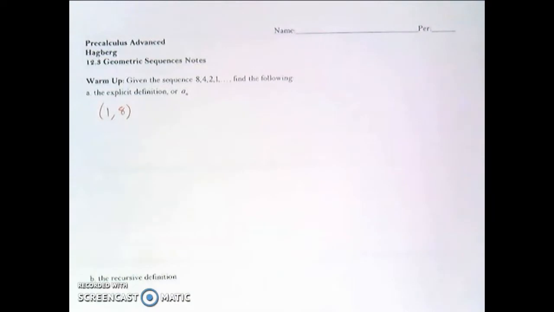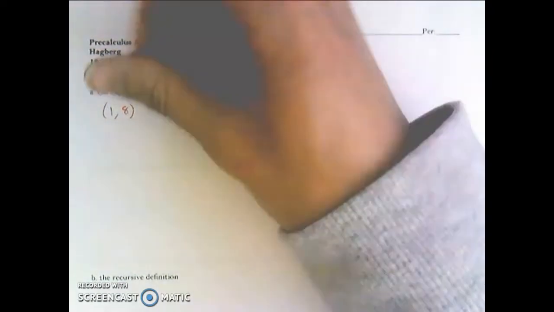Try this on your own. Quick hint for the explicit definition, try to model it using a function. All right, so go ahead and pause the video. Give it a try now. So in order to model this using a function, we first have to start off with a couple of points. We know that the first term in the sequence is 8, so we can define the point (1, 8). We know the second term in the sequence is 4, so we can define the point (2, 4).